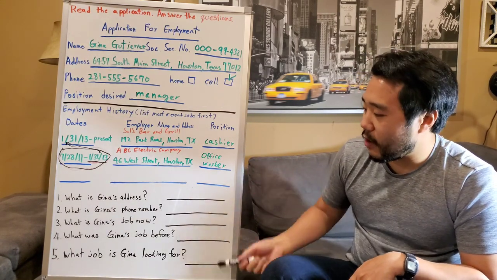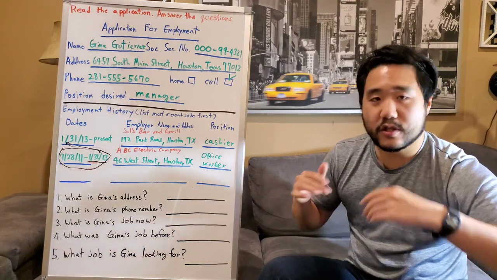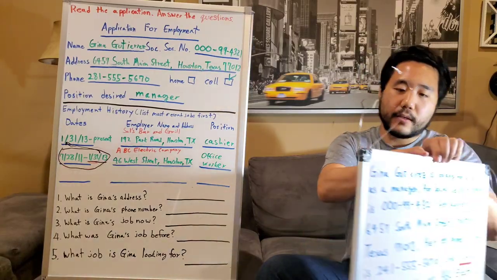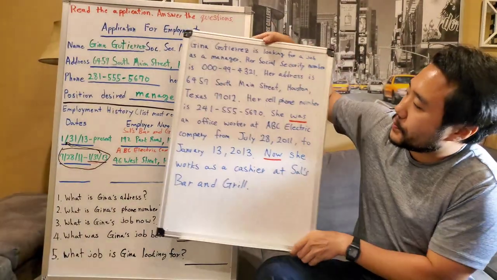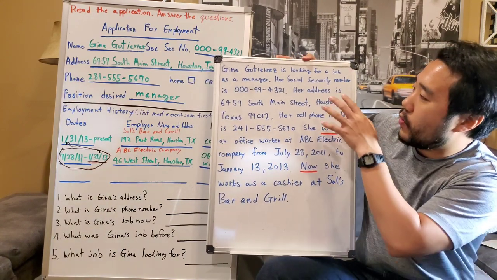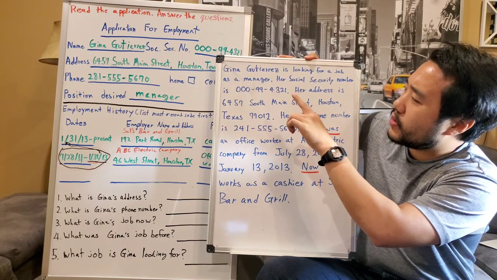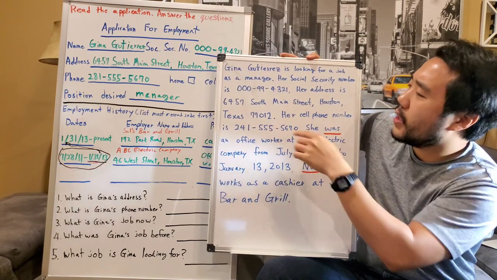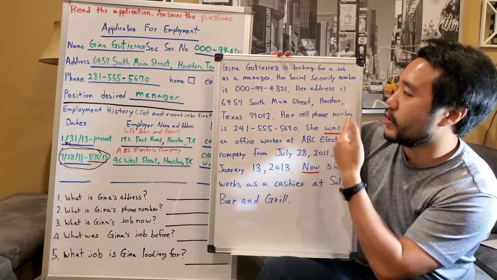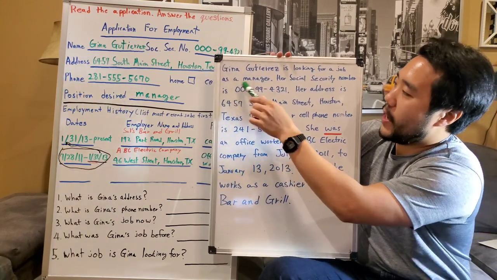So right now I didn't write anything here, I just told you the answer, but if I were to write it as a paragraph, this is how I would write it. I just wrote a paragraph about Gina Gutierrez. I can't say her last name, so I'm gonna skip it, but I'm just gonna read this. Gina is looking for a job as a manager.